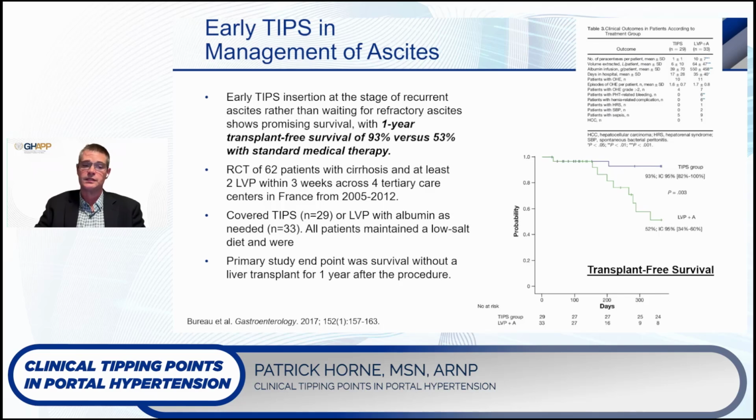Randomized control trial, small study of 62 patients. This was done in France between the years of 2005 and 2012 across 4 tertiary centers. Covered TIPS versus large volume paracentesis with albumin, as well as maintaining a low sodium diet. And the primary endpoint was survival without liver transplant up to 1 year. And you can see on the graph to the right that the purplish blue line at the top is the TIPS group compared to the green line, which was the large volume paracentesis and albumin group. And you can see there was a clear difference in the transplant-free survival within the TIPS group.